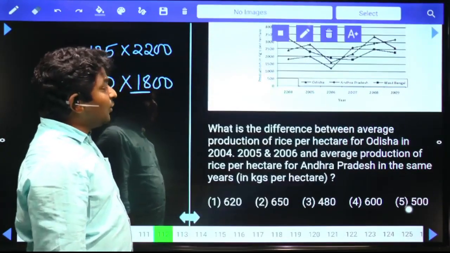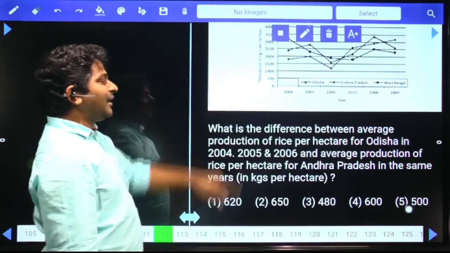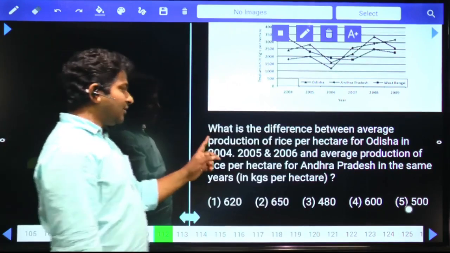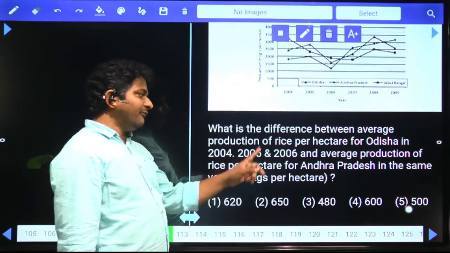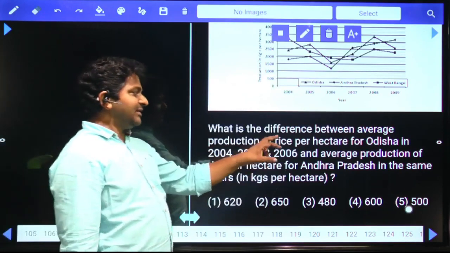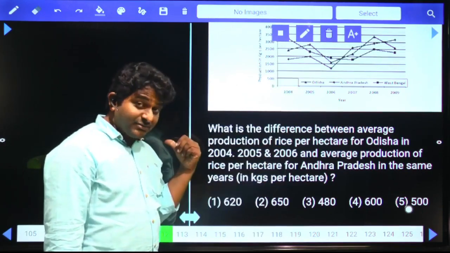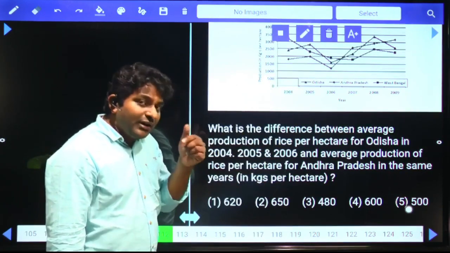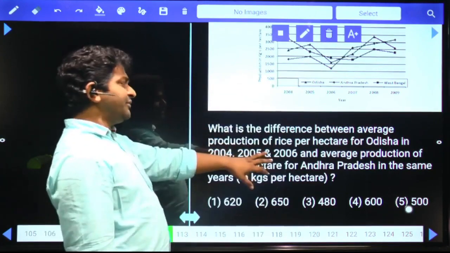Next. What is the difference between average production of rice per hectare for Odisha in 2004, 5, 6 and average production of rice per hectare for Andhra Pradesh in the same years? 2004, 5, 6. Difference of what? Average. As we have done for the previous question, we will go for individual difference and then we'll convert into average later. This is for which 2 states?